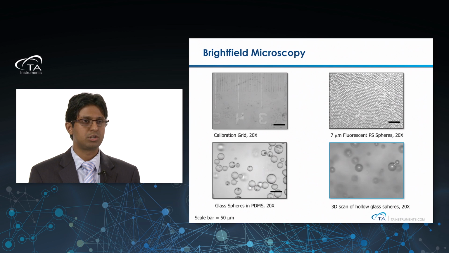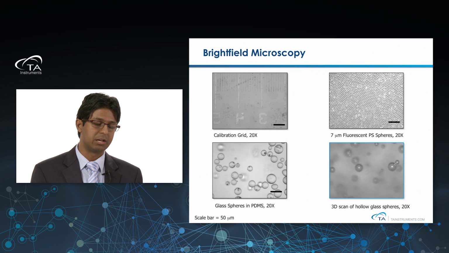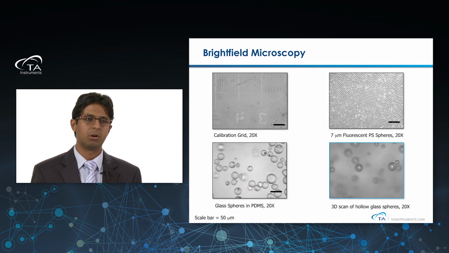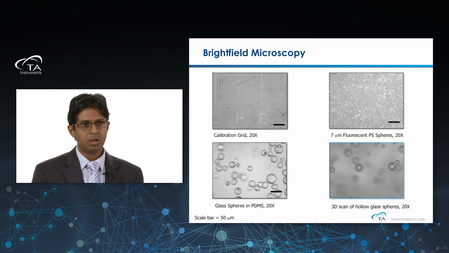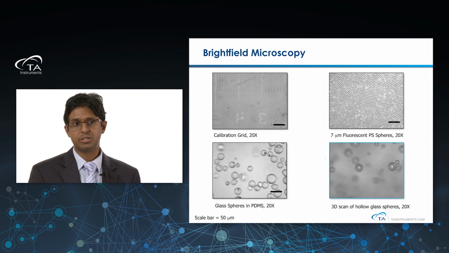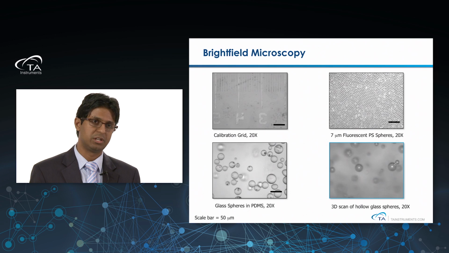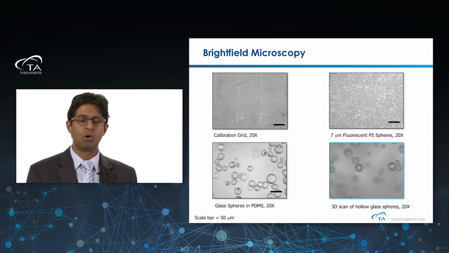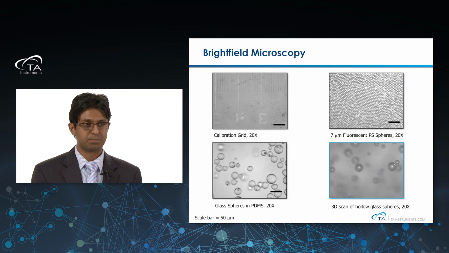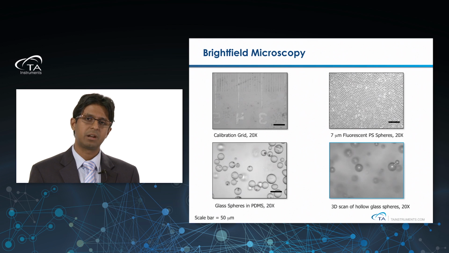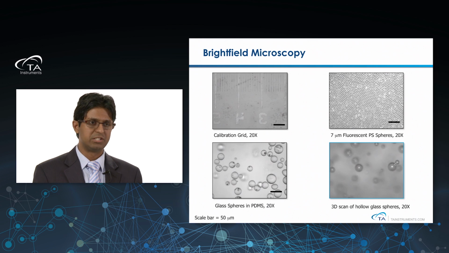So here's an example of representative images from Brightfield microscopy. The image on the top left shows a calibration grid. Again, with the 20x objective, we're looking at a field of view that's about 320 microns by 240 microns. The image at the top right shows 7-micron fluorescent spheres that are commercially available. You can see the presence of some ordering in local crystalline domains with this specific sample, fairly monodispersed. Bottom left shows glass spheres that are suspended in PDMS. You can see the image quality is sharp enough to clearly show the boundary of each of these individual spheres, as well as some defects inside the glass spheres.